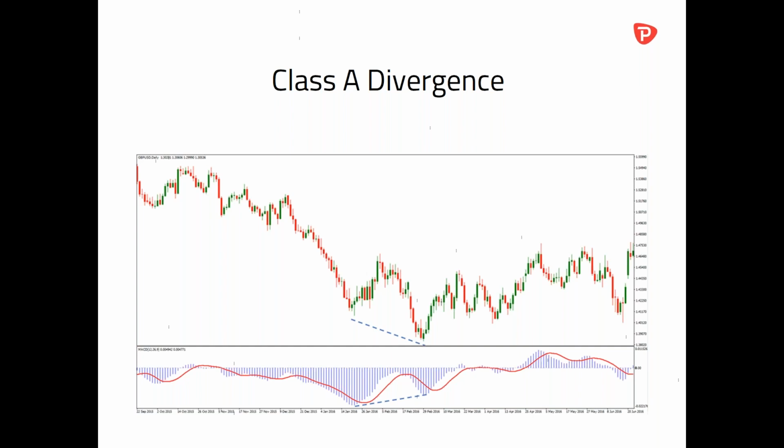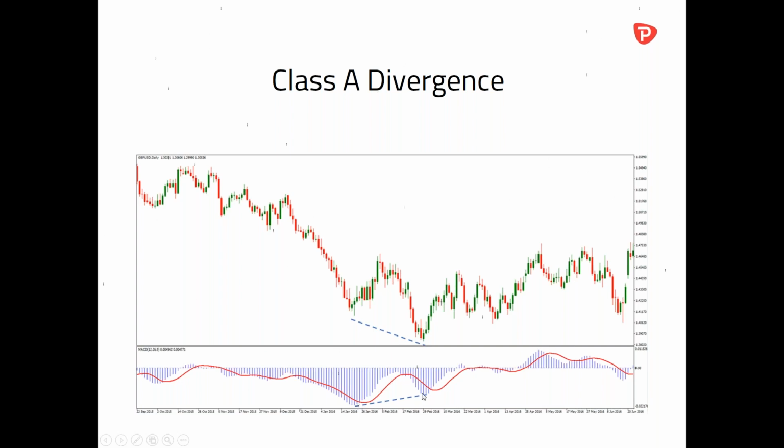Here's a good example for you. So this is an example of class A divergence in a real market. We can see here that price has made a new low. So it's gone lower than the previous trough. Here's the previous trough. Here's the new trough. And the MACD, as we can see, is actually rising. The second trough of the MACD is higher than the first trough, which means what we talked about earlier about the 12 and the 26 moving averages. On the second trough, the fast moving average is a lot closer to the slower moving average than it was at the first trough, even though price has made a new low.